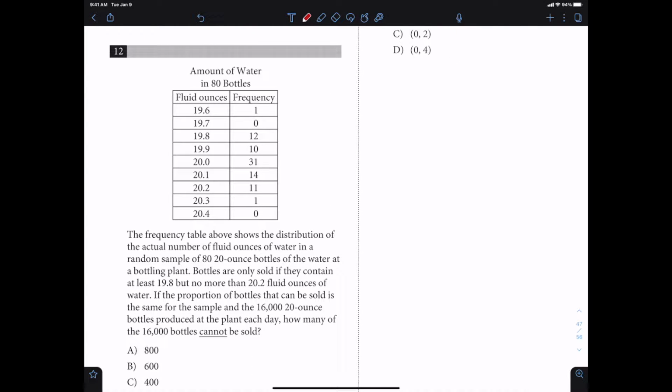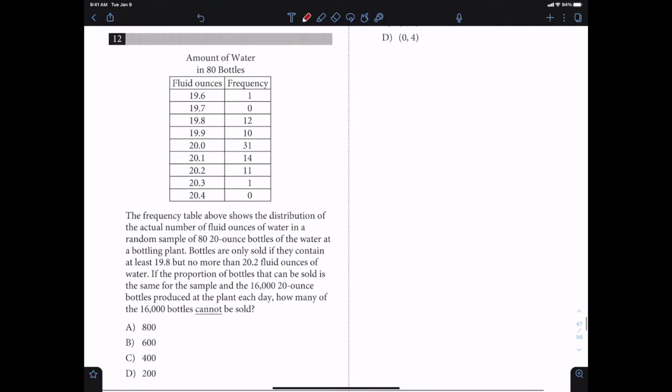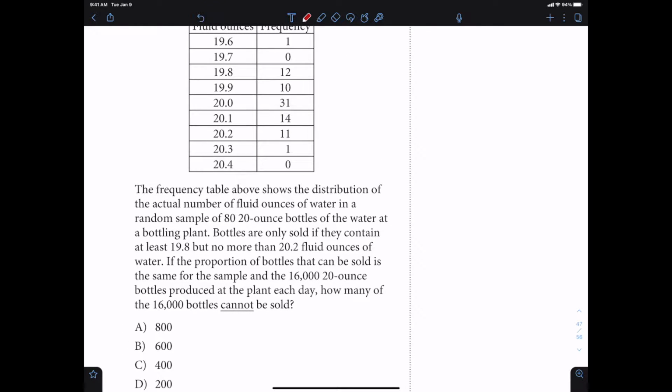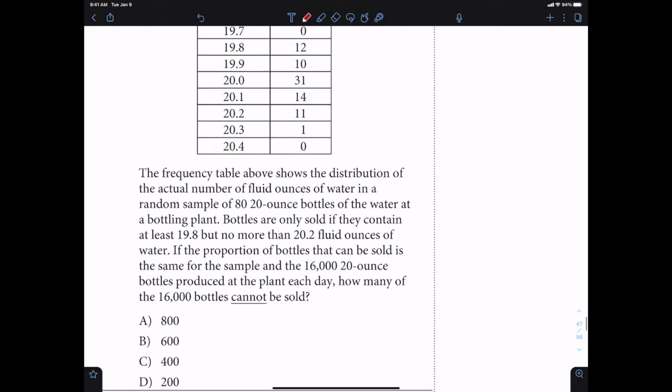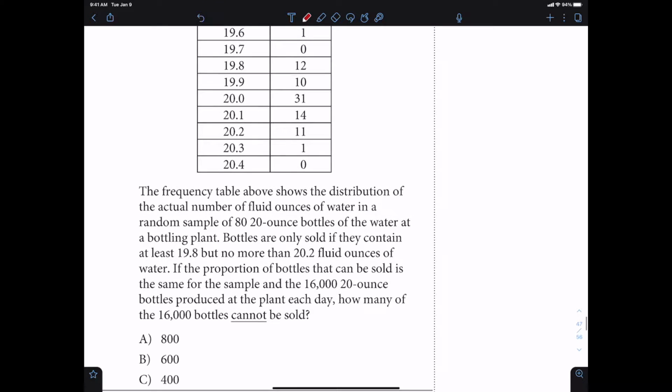All right. The frequency table above shows the distribution of the actual number of fluid ounces of water in a random sample of 80 20-ounce bottles. Bottles are only sold if they contain at least 19.8, so right here, but no more than 20.2, so right here. So these are the range of bottles that can be sold. Everything else is just, I guess, discarded. If the proportion of bottles that can be sold is the same for the sample and the 16,000 20-ounce bottles produced at the plant each day, how many cannot be sold?